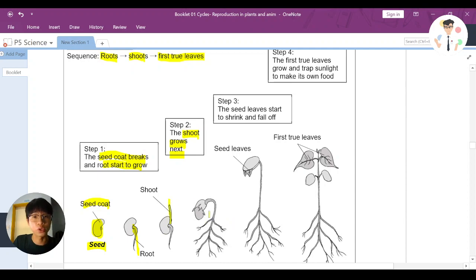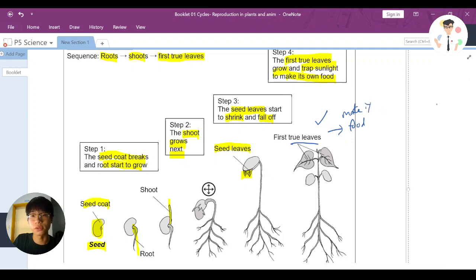Okay? Then you slowly grow, and you notice there's something called the seed leaves. The seed leaves later on will start to shrink and fall off. Then only the first true leaves will grow. And this is the point of time where it can trap sunlight and make its own food. Again, only when these first true leaves grow can they make their own food.